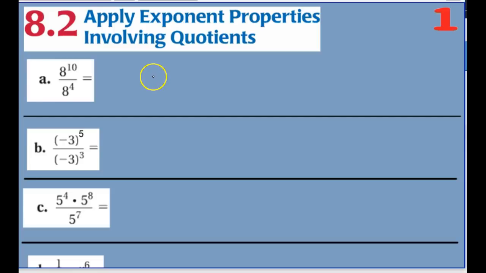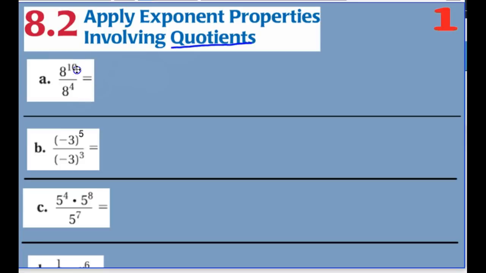Good morning, everybody. Today we're going to be doing 8.2. Again, just like the last one, we're dealing with exponents, but unlike last time, when we were dealing with products or multiplication, today we're going to be dealing with quotients, or the answer to a division problem. So what we're going to be doing today is division. We'll do some multiplication, but mostly division.